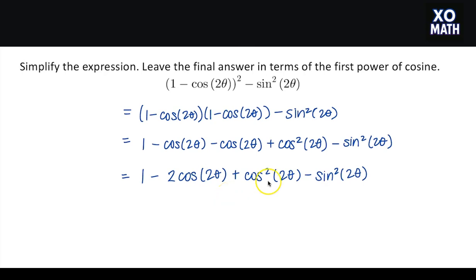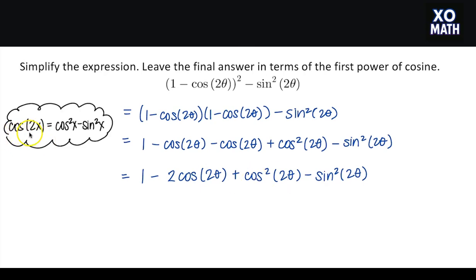Now from here, we might be thinking, well, I have cosine squared and sine squared, and if I want to get down to the first power, then I should use the power reducing formulas. And we could do that. That would absolutely work, but there's a better way. If we recognize that we have the double angle identity for cosine here, we can actually make shorter work of this. So I'm going to write that identity off to the side.